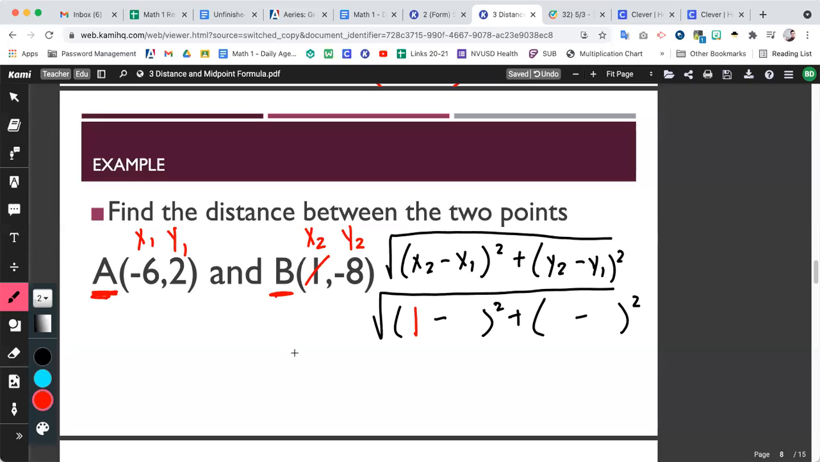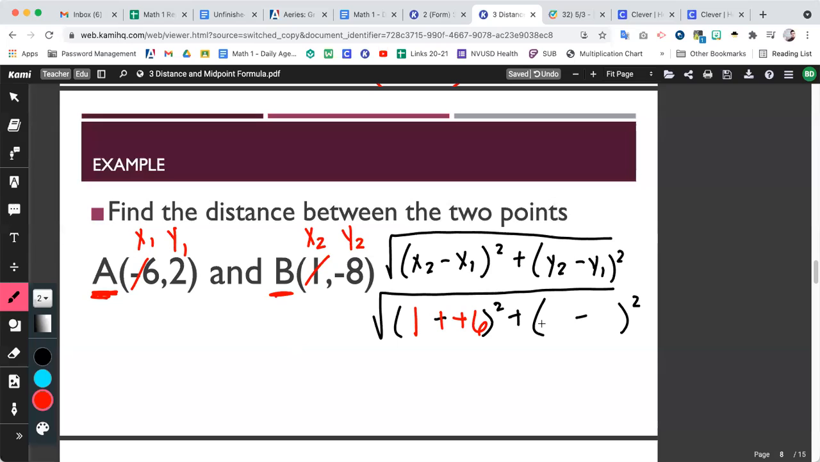Now really be careful. X1 is -6, right? So I'm going to write -6. But what happens when I have 2 negatives next to each other? They become positive. Very good. So that becomes 1 plus 6. Only when you have negatives right next to each other.